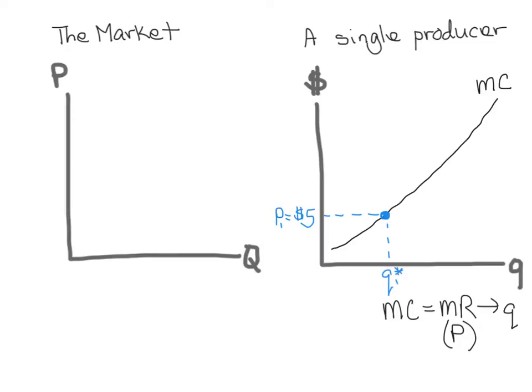Now, if for some reason the coffee producer can sell his coffee for more, let's say $8 per pound instead of $5, now he's going to find it optimal to produce more coffee. So now this marginal revenue line, or the price, is going to equal marginal cost at a higher level of production. We'll call it Q star 2.